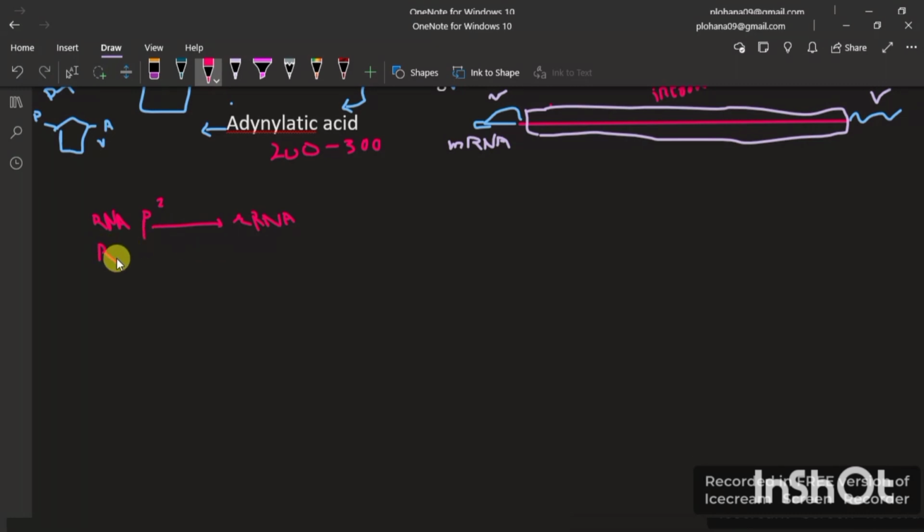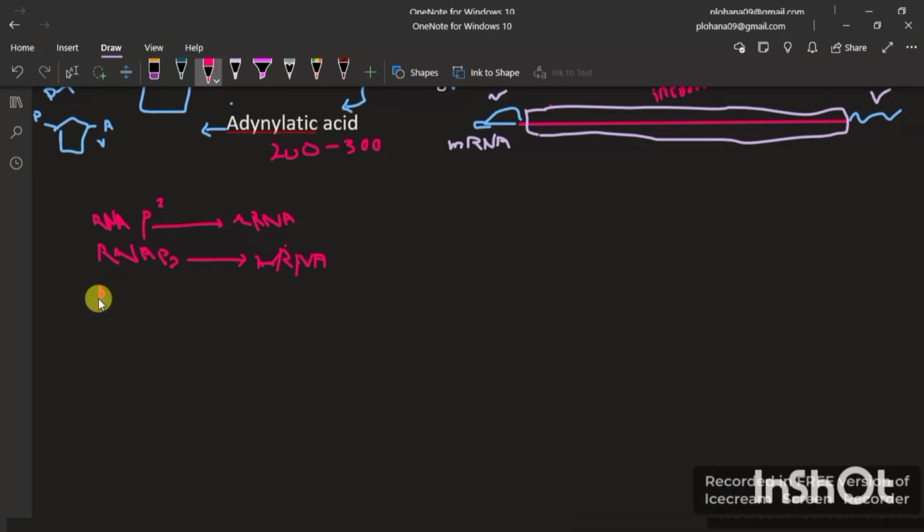Then RNA polymerase 2 is forming what? HRNA. Then that HRNA is converted into what? mRNA. Alright, as we did in the processes. Alright, mRNA, which is the messenger RNA.